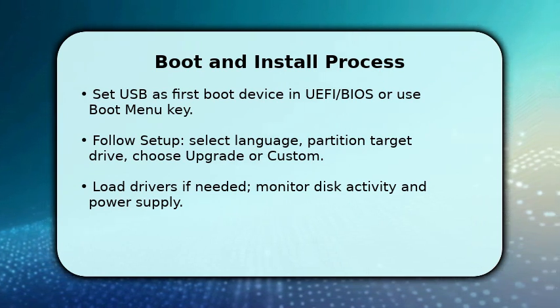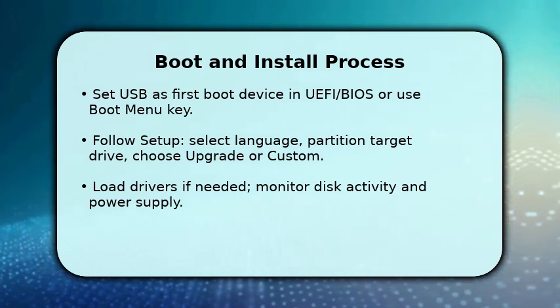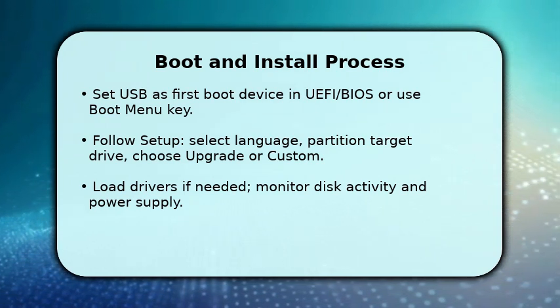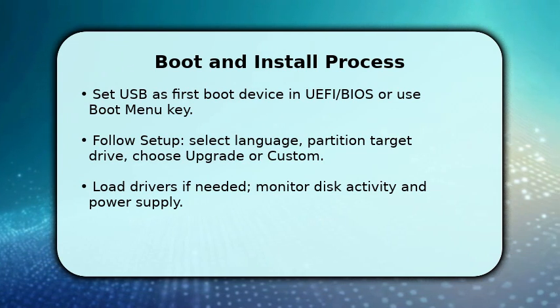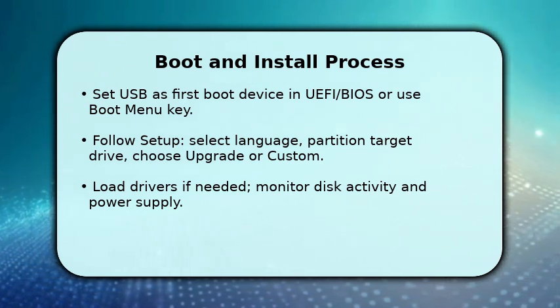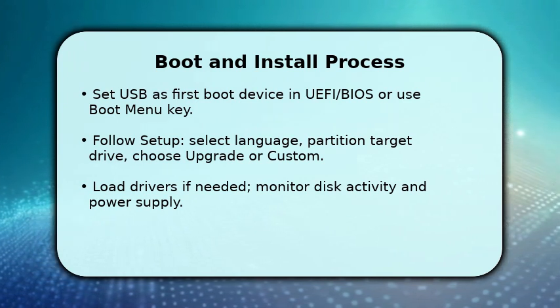Once Windows setup runs, pick language and click Install now. If updating, choose Upgrade to keep apps and files. If clean installing, pick Custom and delete or format the Windows partition, then select it. Load storage or RAID drivers when setup cannot see the drive.